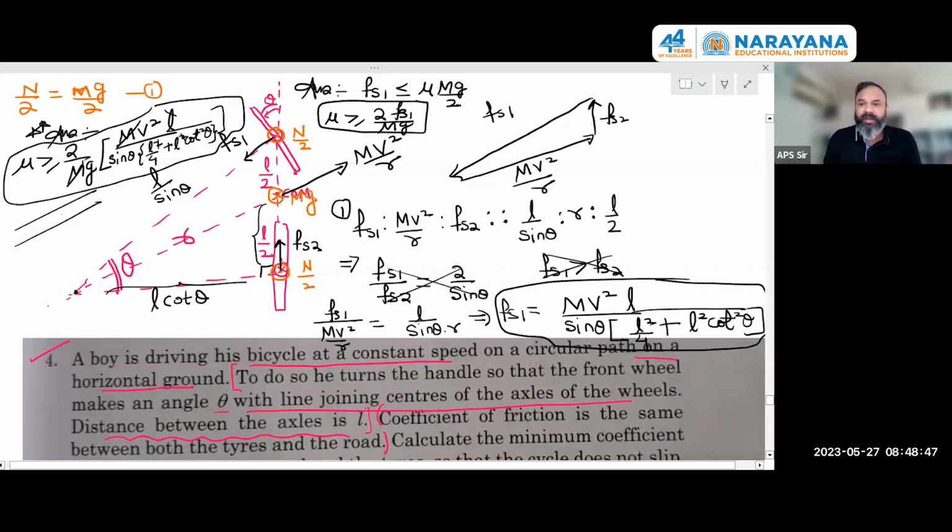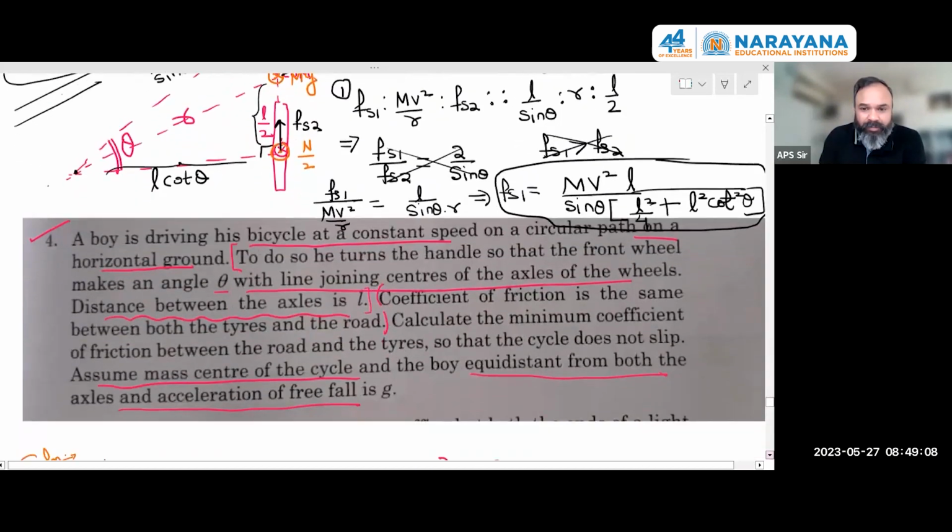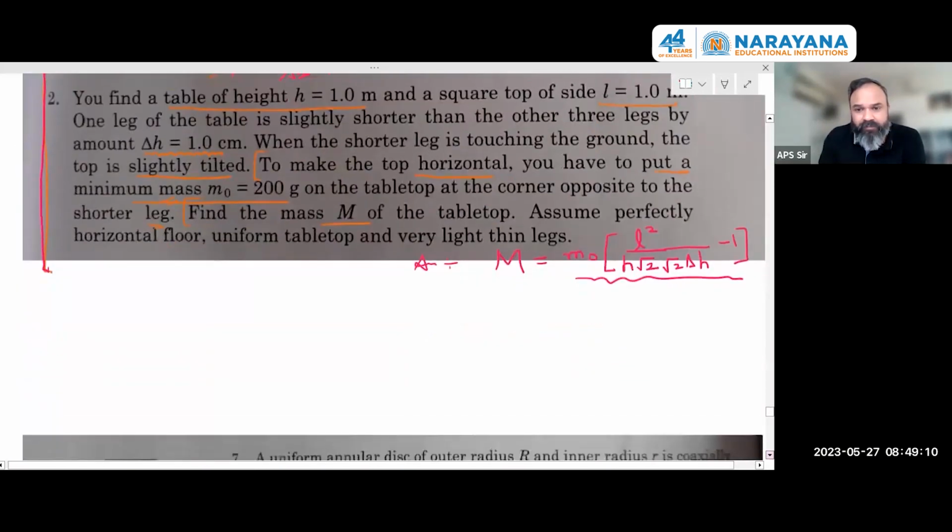so that the cycle takes a turn with a constant speed v. So the reason I have taken up this problem is at times, instead of just resolving all the forces, there are a lot of good problems where, if you observe this thing carefully and use geometry properly, things can ease out beautifully.